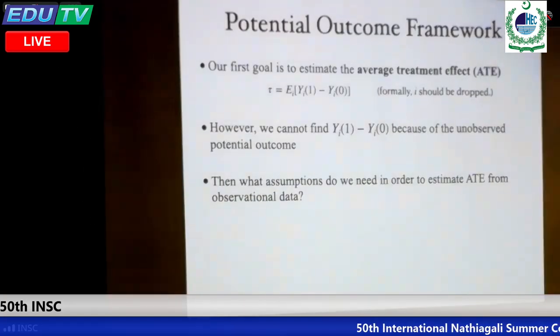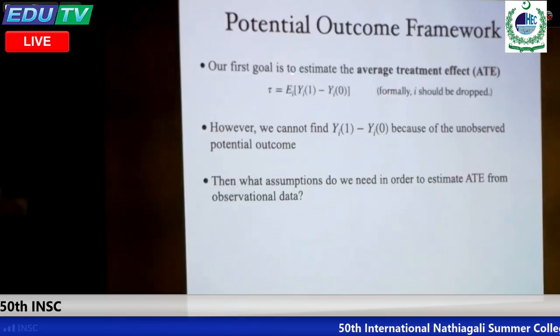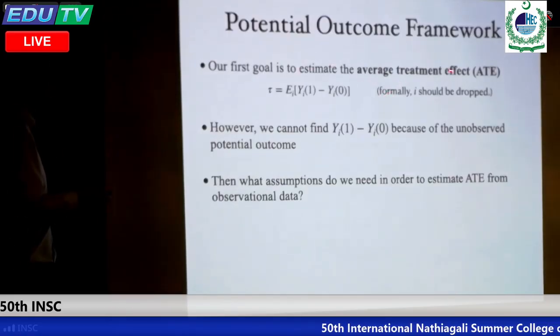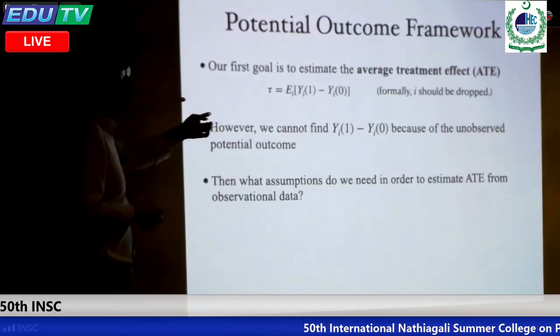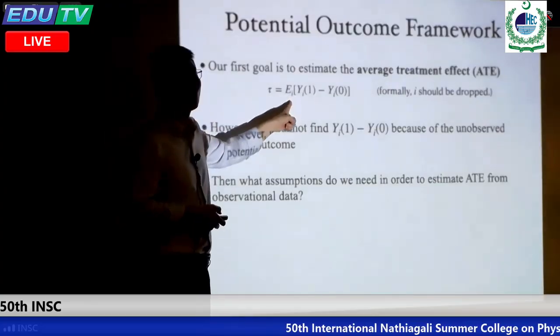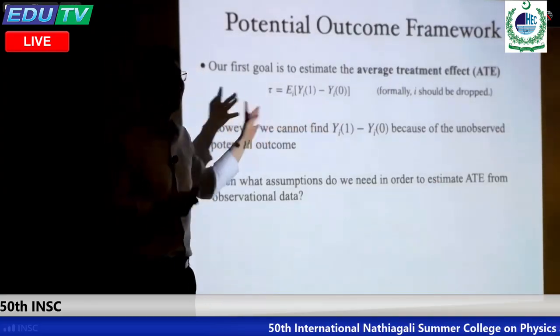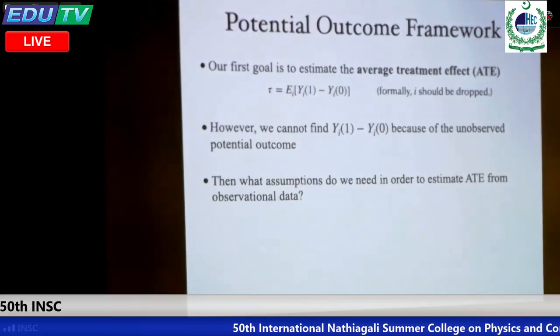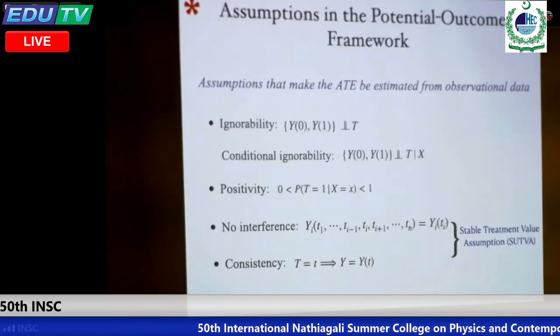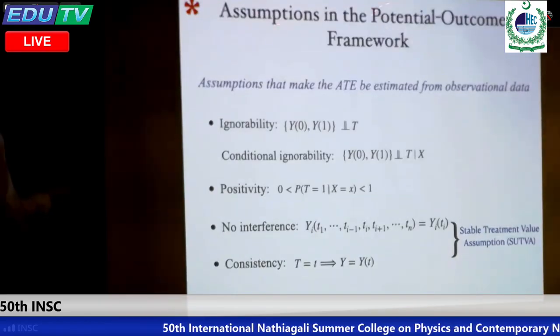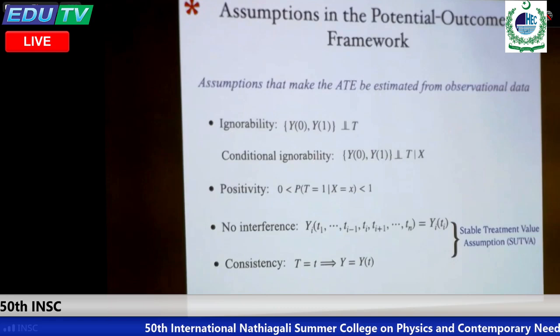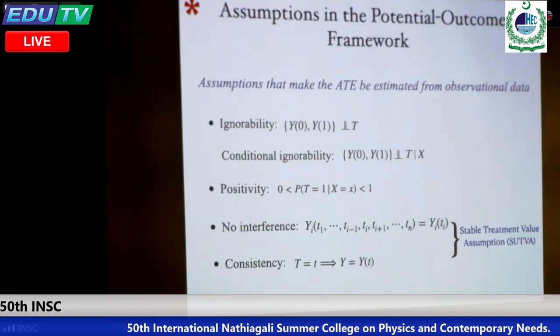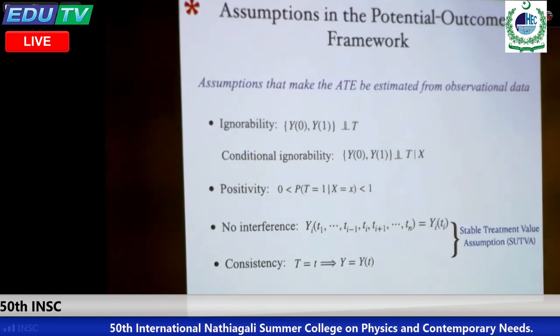So our first goal here is to estimate the average treatment effect. By average, I mean you just consider expectation across all subjects. How can we answer this question? In order to answer this one, we have to make some assumptions. There are 5 typical assumptions you have to make in order to identify causal effects. Maybe we should take a break, and then we can continue.